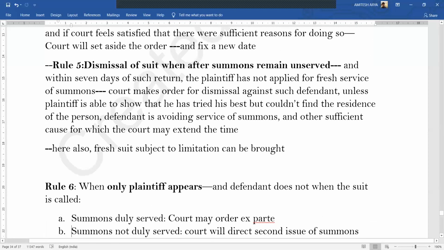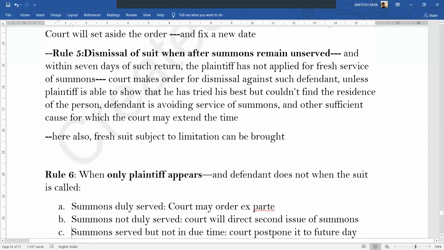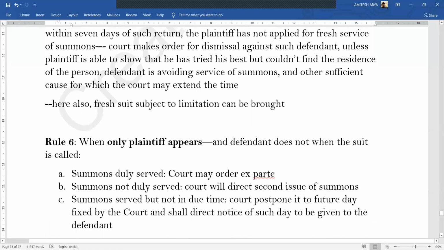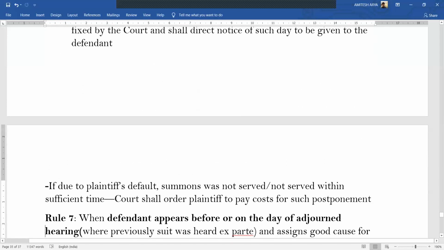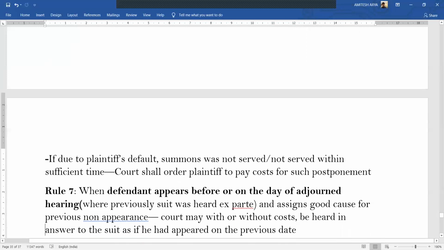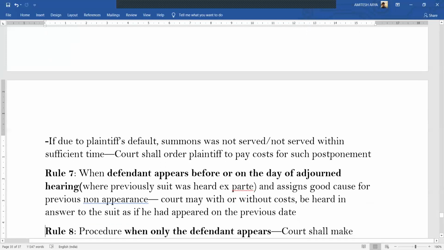Now what happens under rule 6? If only the plaintiff is appearing, then you have to see 3 things. Whether the summons have been served. If it has been served duly, then you can proceed ex parte. If it has not been served, issue a second summons. If it has been served but not within due time, you'll fix another date. Rule number 7 is when the defendant is appearing after an ex parte order, and he is coming and telling why he did not come. Then on the next date it will be taken as if he had appeared on the previous date.